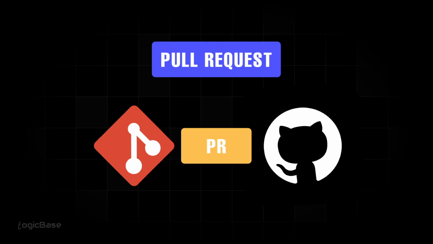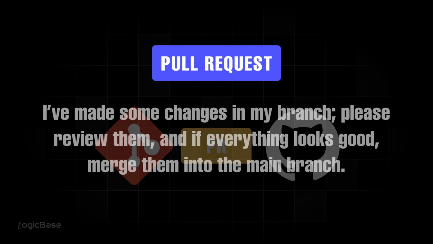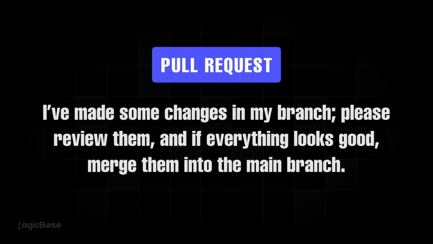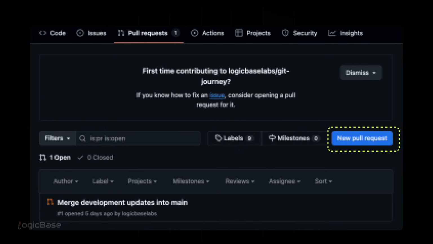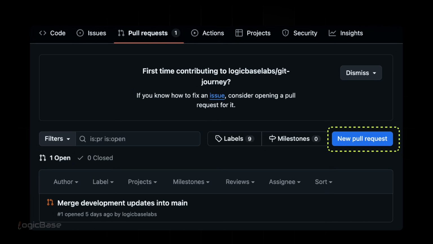It's a way of saying, I have made some changes in my branch, please review them, and if everything looks good, merge them into the main branch. In other words, you can't directly make changes to someone else's repository. So, when you finish your work in your own branch, you create a pull request to ask for permission to merge your code into the main repository. That's what we call a pull request.